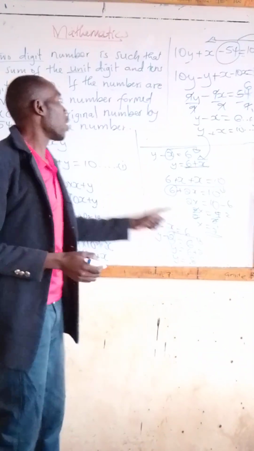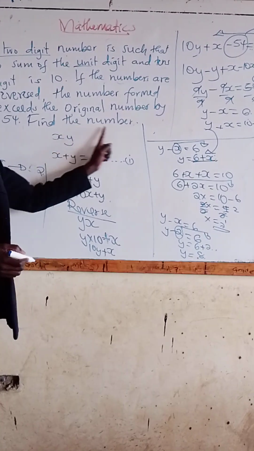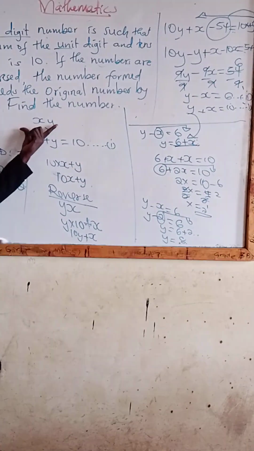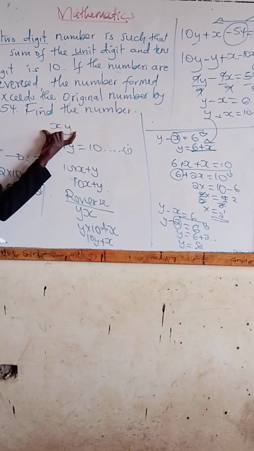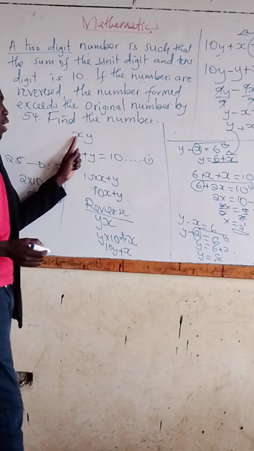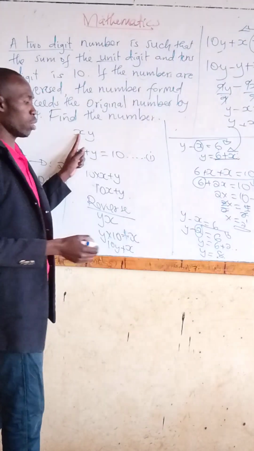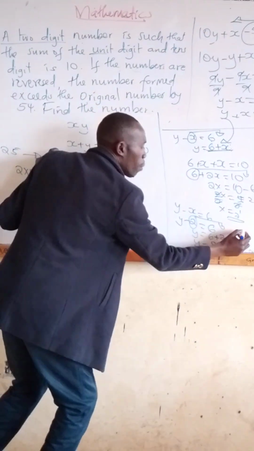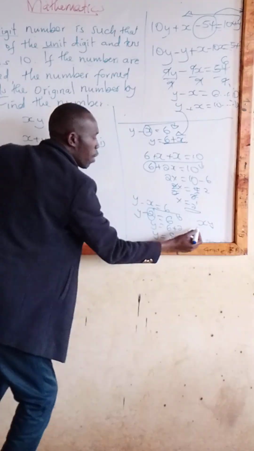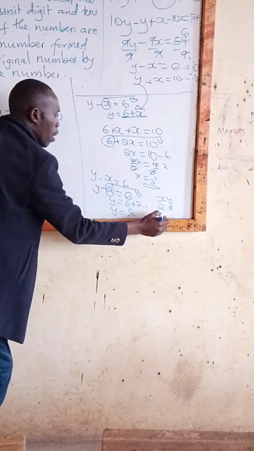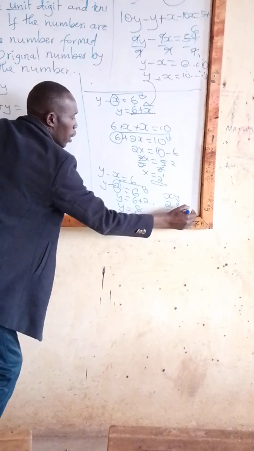These are not the answer. The question says find the number. These are just the values of x and y. But remember, our number was xy. Therefore, where there is x we put 2, and where there is y we put 8. So our original number was xy, where x is 2 and y is 8. Therefore, our number was 28.